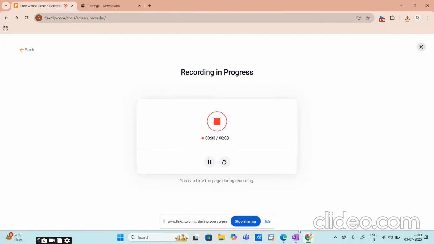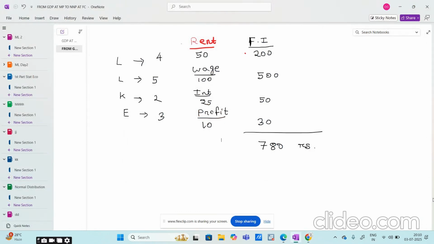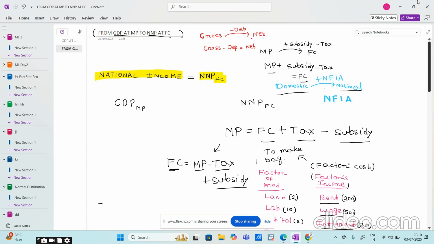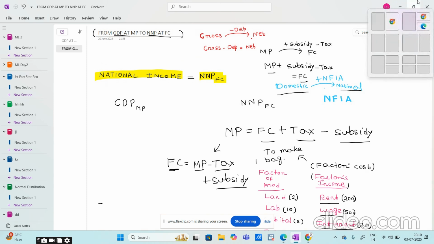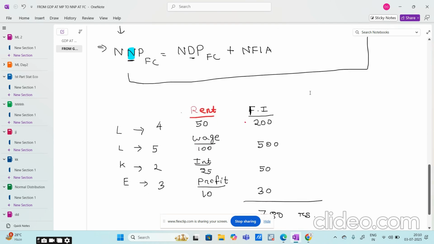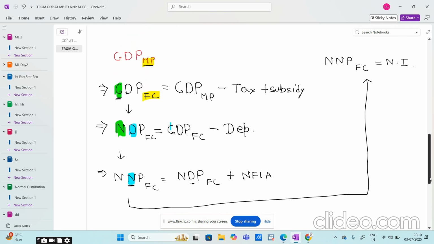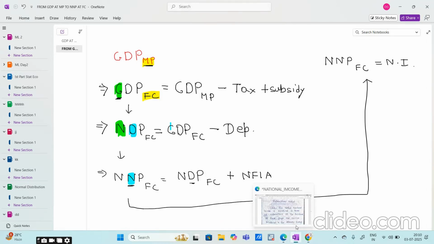Okay, in the previous class I discussed the income method, and I also discussed how to reach national income, or how to reach NNP at factor cost from GDP at market price. If you haven't seen it, go to the macro playlist and watch that, then come to this lecture. It will be much easier for you in that case, otherwise it will be a little bit difficult.